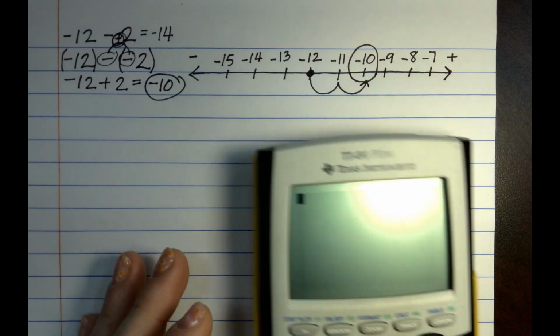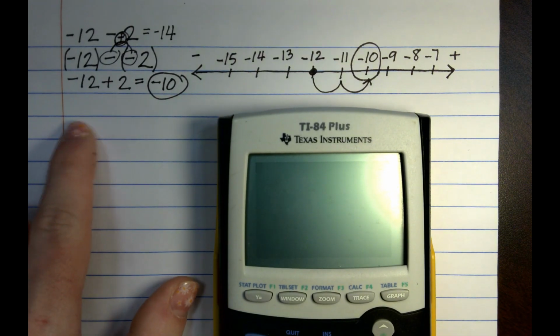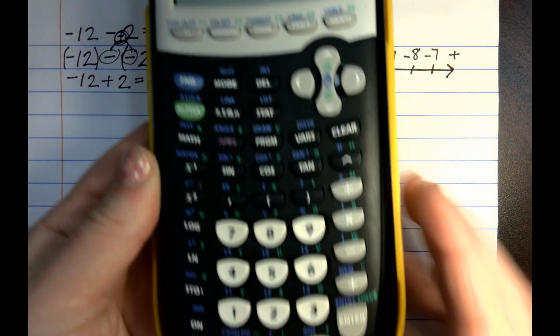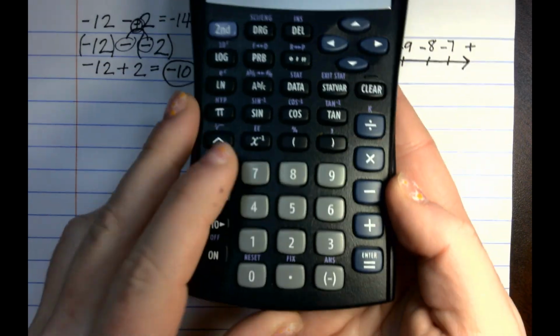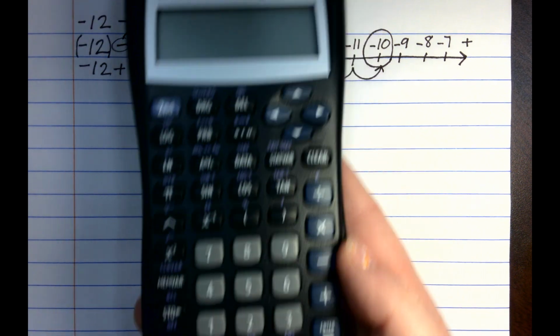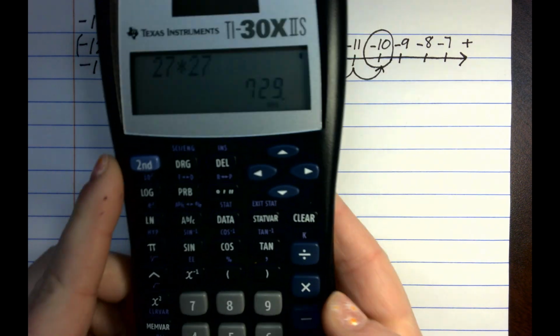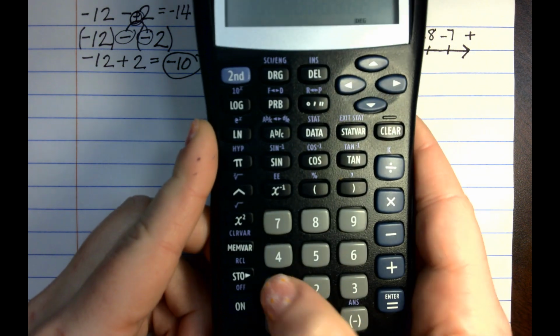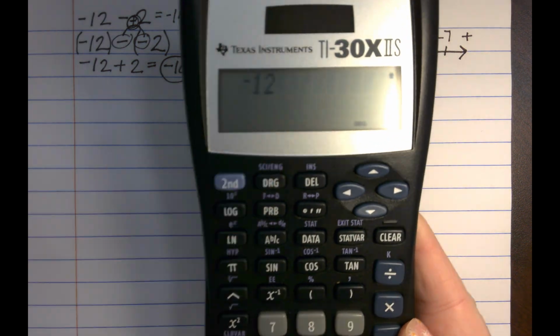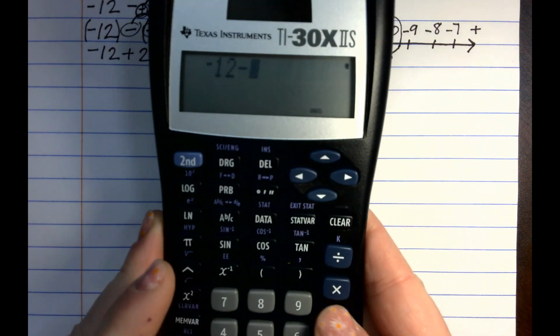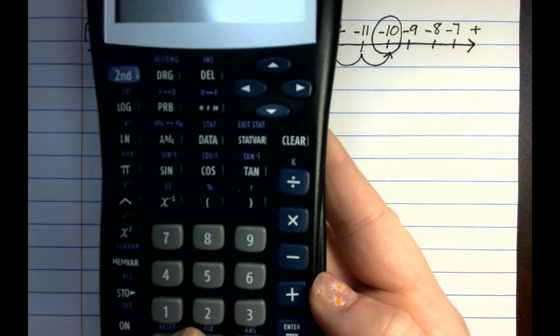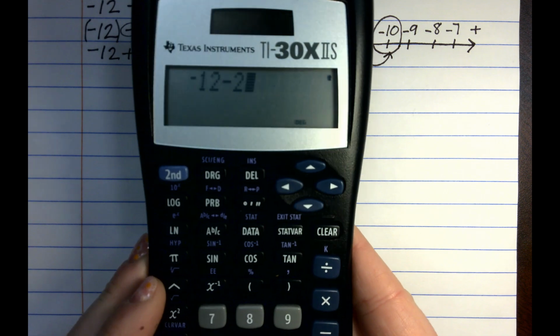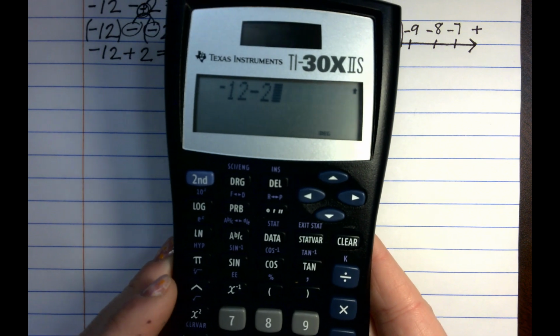I can type in negative 12. So negative should be down here. Let me get one that looks like yours. Here's the negative sign. So here, let's practice using these. Negative 12. See that? And I'll type minus. Here's the minus sign. 2. Negative 12 minus 2. This should give us negative 14, right?